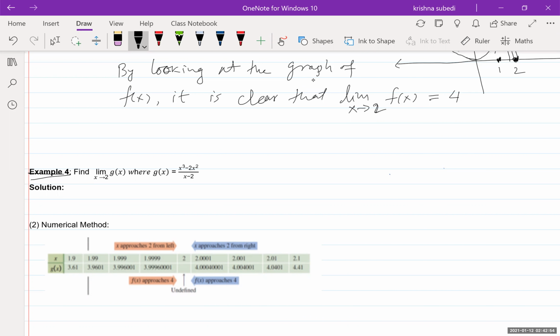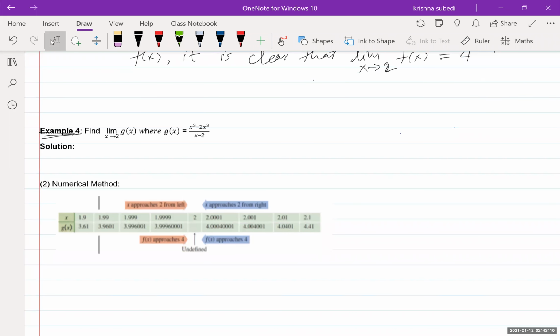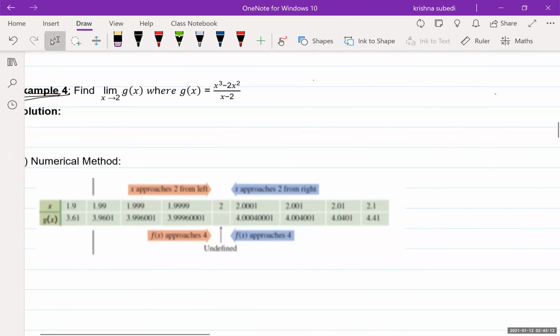Because I want you to know all of these three methods, but you can use one of them to solve later on. Now, example 4 is very similar to example 3. I want you to try all of these three methods. The numerical method I have already given here.